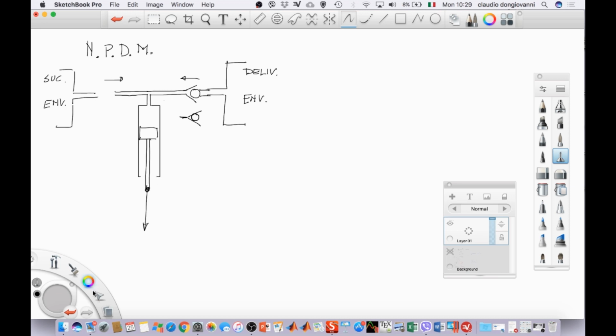When you go in the other direction, you have a fluid that goes out, is able to go in this environment because this valve can open, but also is able to go in this environment. We need another valve here.